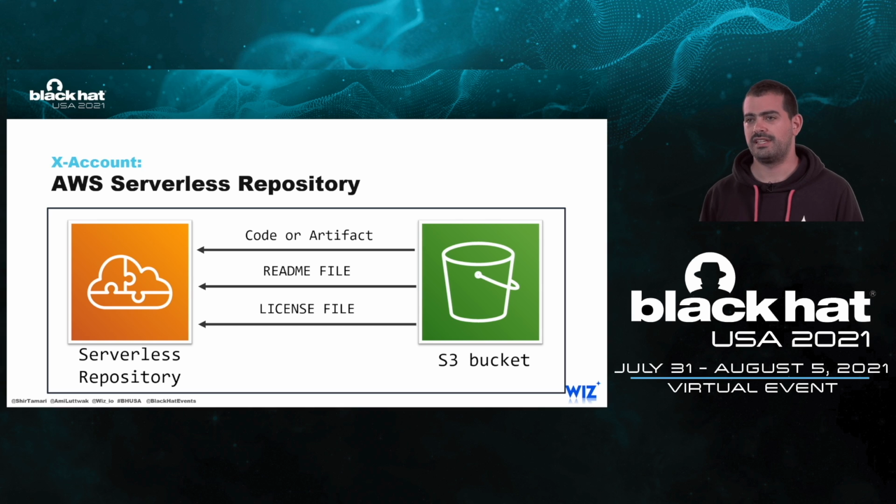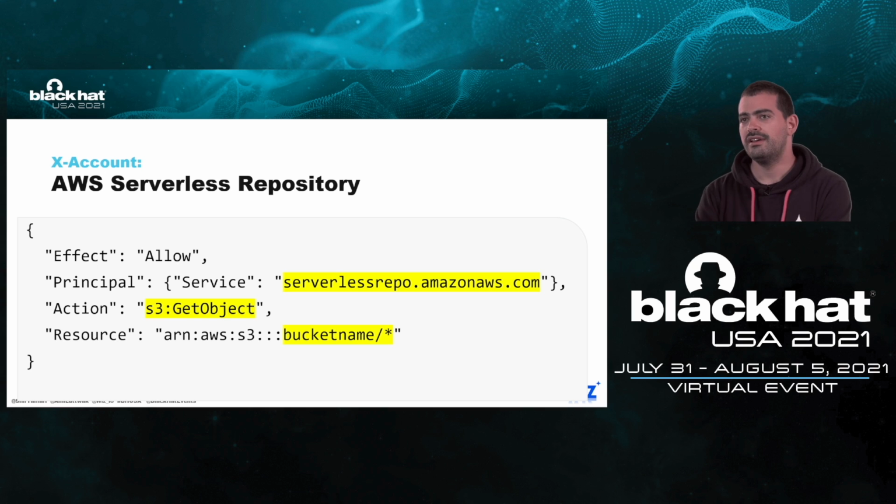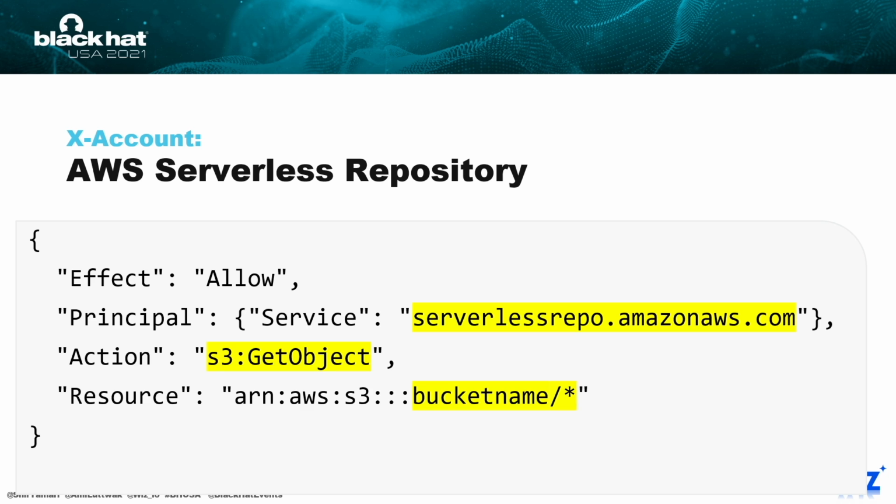And this is what the service resource policy looks like. This is the official policy from the Amazon documentation. It allows the serverless repository service, as we see in the principal field, to perform get object and basically read any object in the bucket.